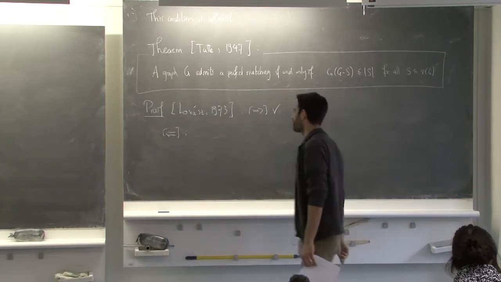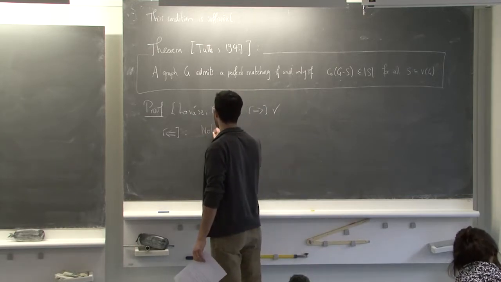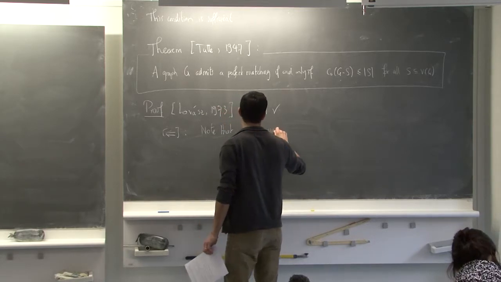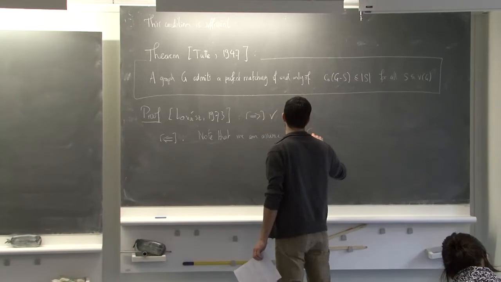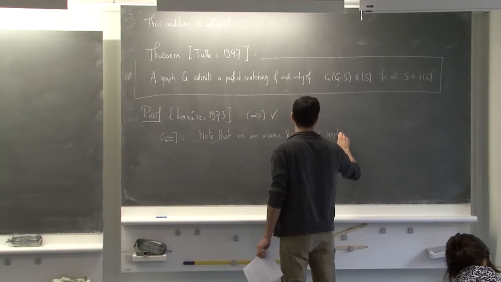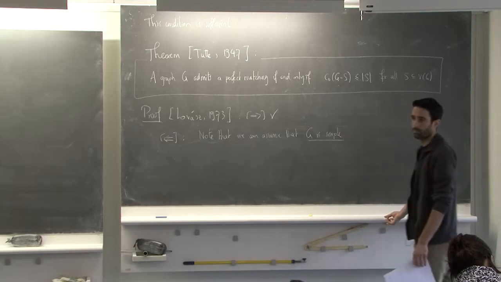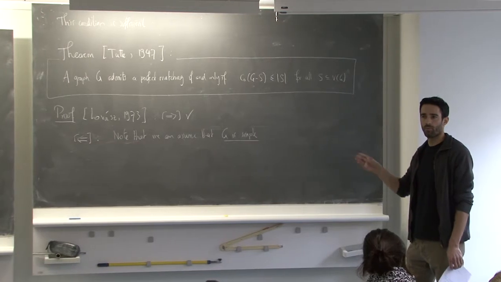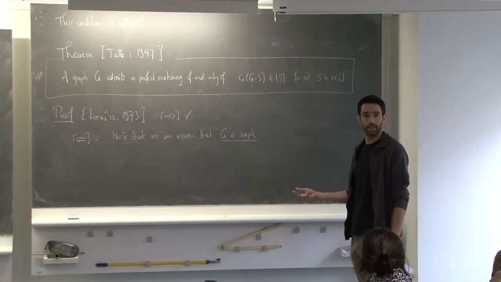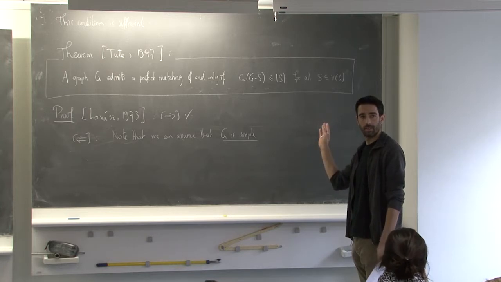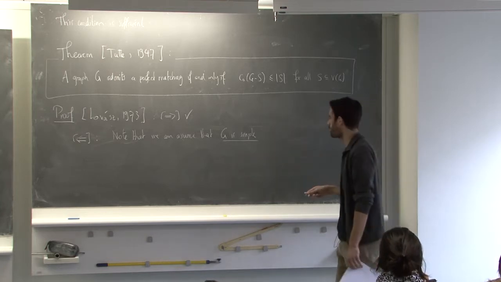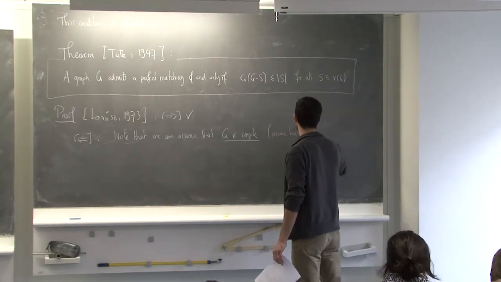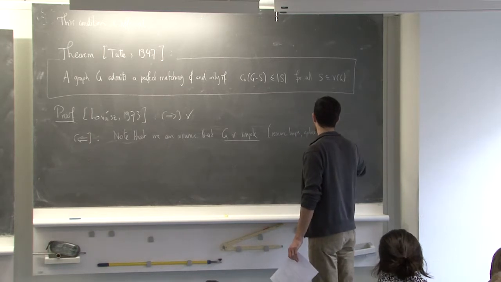Okay. First, note that we can assume that G is simple. Okay, you just think for a minute, the loops, they don't play any role. If you have multiple edges, you just replace them by one edge. It doesn't change anything in either side of the statement. Okay, so remove loops. Replace multiple edges by one.